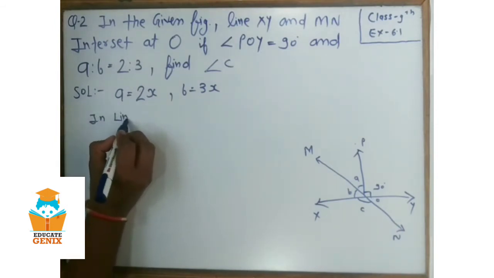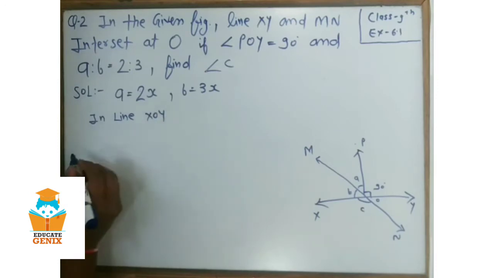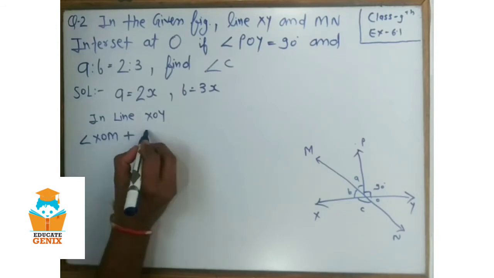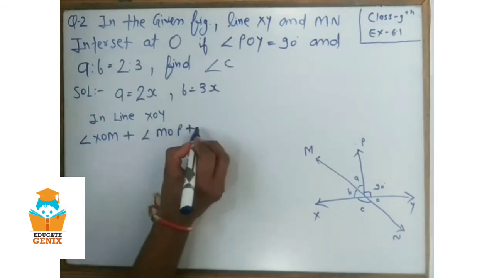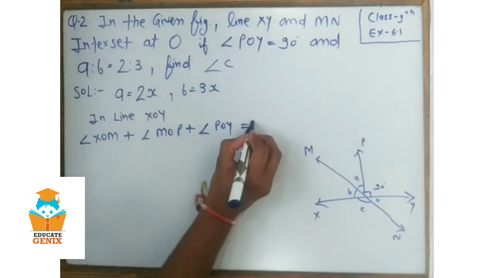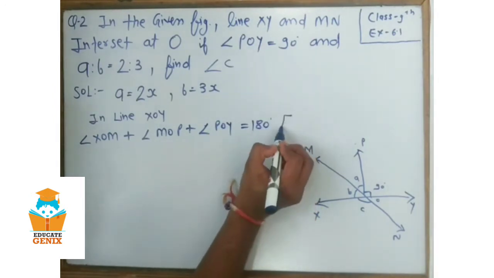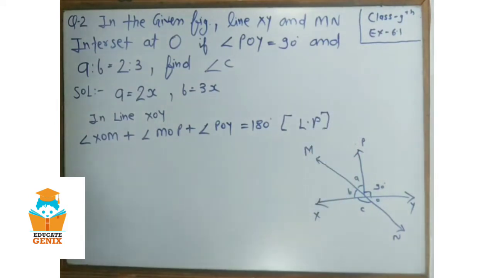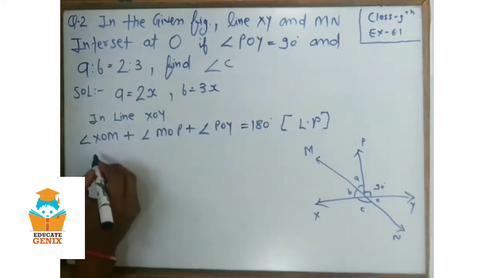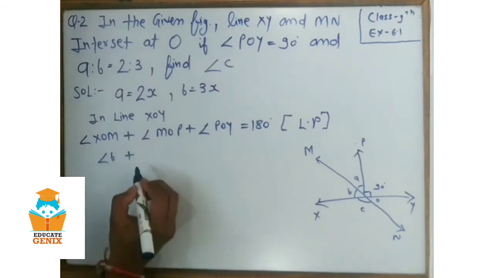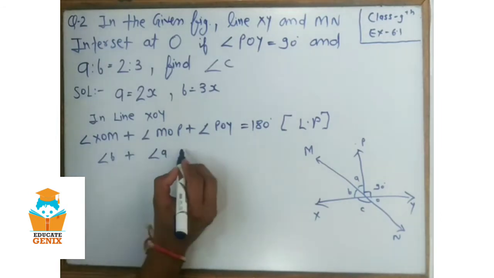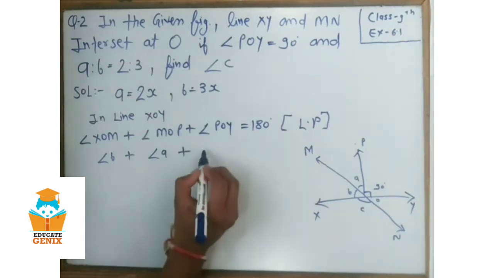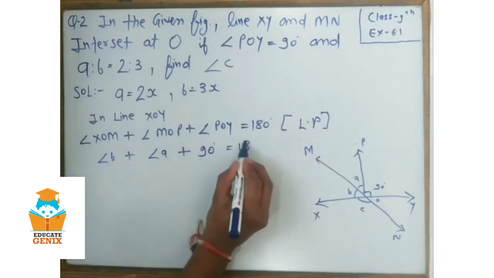In line XOY, angle XOM plus angle MOP plus angle POY equals 180 degrees. How is it? Linear pair. As we already marked, angle XOM is angle B, plus angle MOP which is angle A, plus angle POY which is 90 degrees, equals 180 degrees.